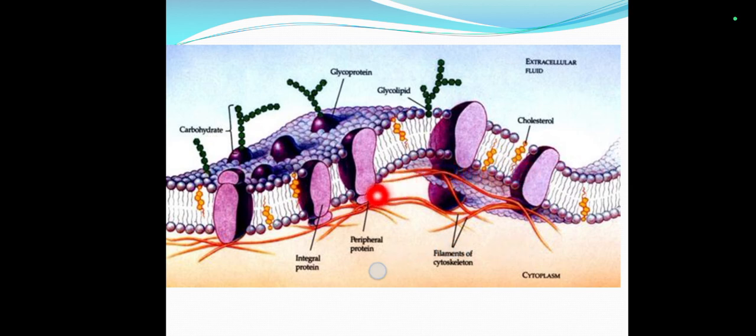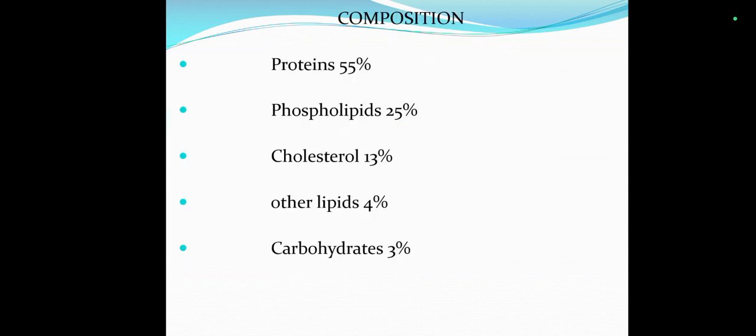Some proteins which cross the entire thickness of the cell membrane are called integral proteins, and some proteins which are embedded peripherally are called peripheral proteins. Regarding the composition, it has almost 55% proteins, 25% phospholipids, 13% cholesterol, other lipids 4%, and 3% carbohydrate. But this composition is not fixed. The composition of the cell membrane is different for different cells.